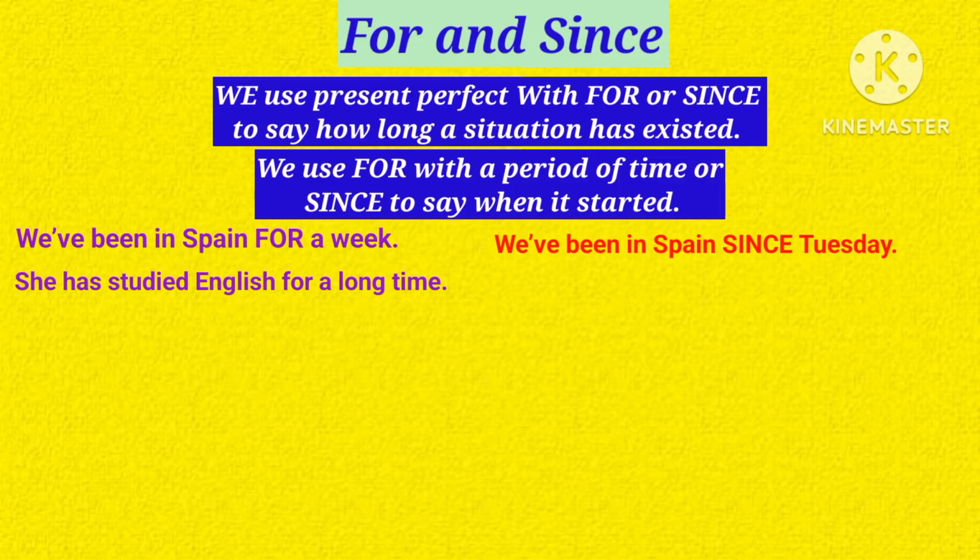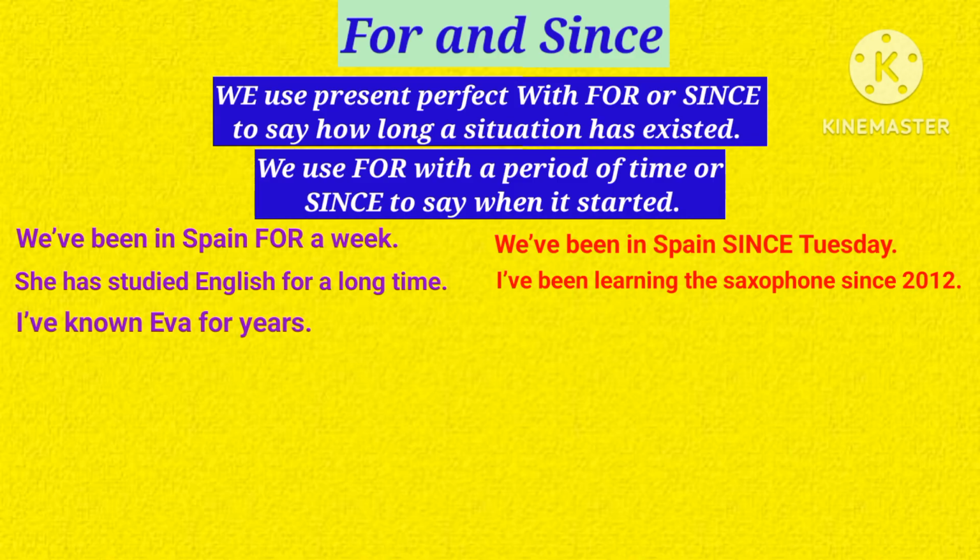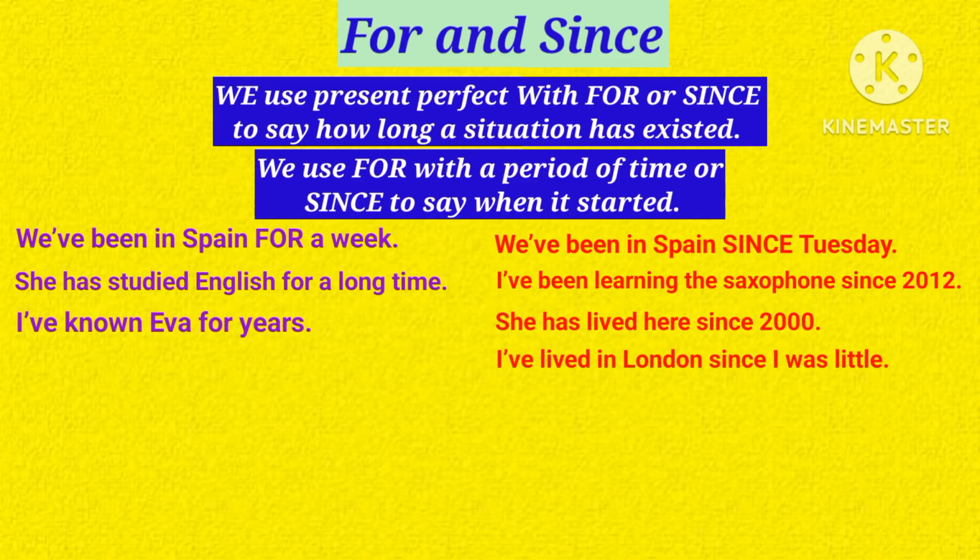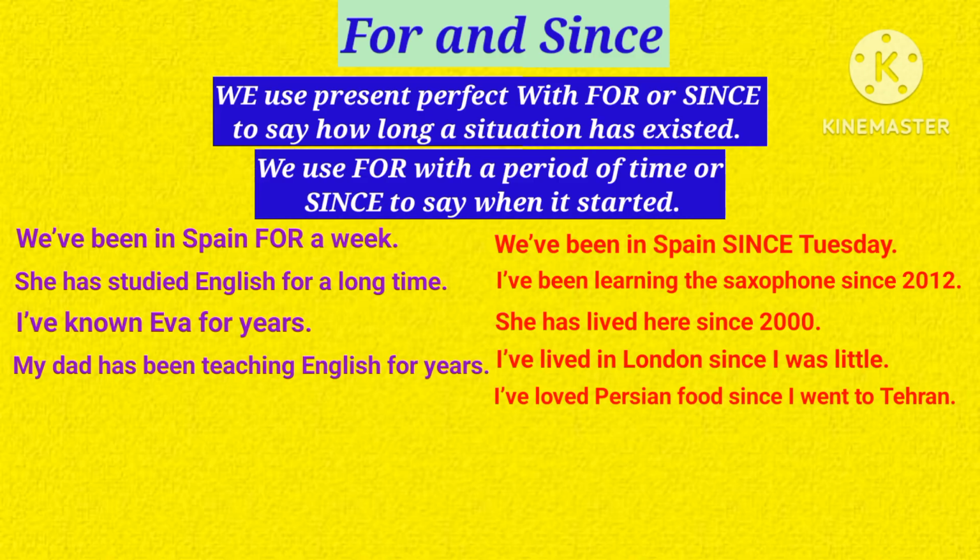She has studied English for a long time. I've been learning the saxophone since 2012. I've known Eva for years. She's lived here since 2000. I've lived in London since I was little. My dad has been teaching English for years. I've loved Persian food since I went to Tehran.